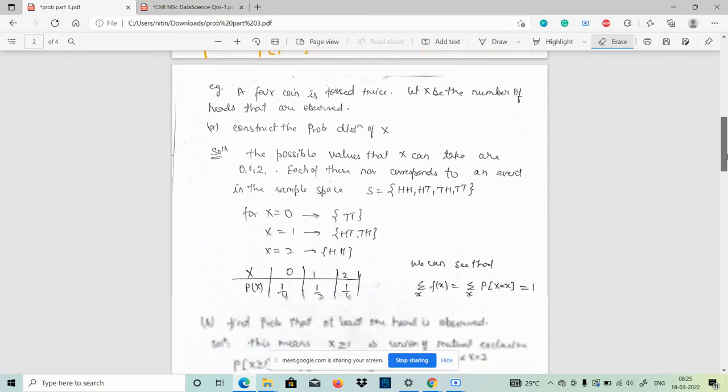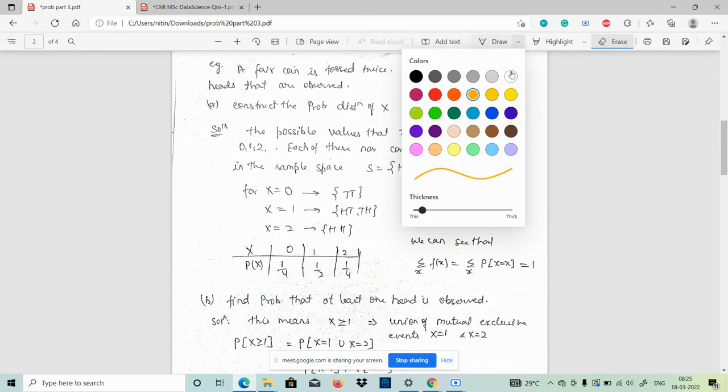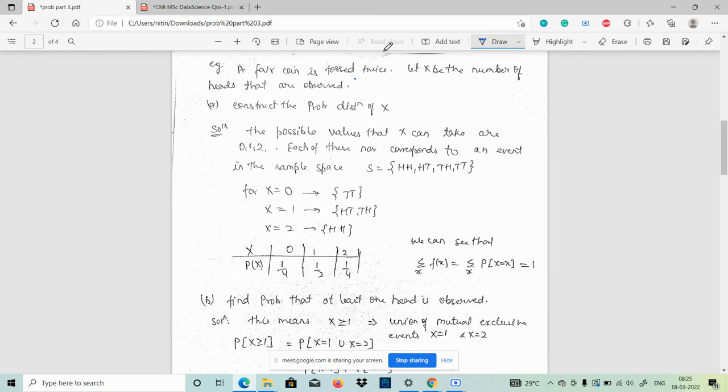Okay, so let's understand some more examples of a probability mass function. Obviously I described one example just now, so let's see something more formal. Let's say a fair coin is tossed twice. Let x be the number of heads that are observed. Construct the probability distribution of x. In this case it is talking about the probability mass function of x.